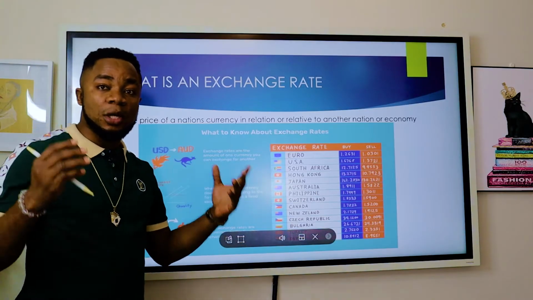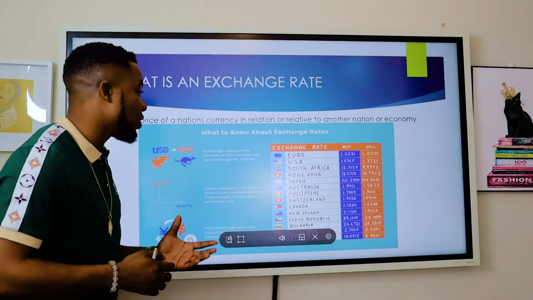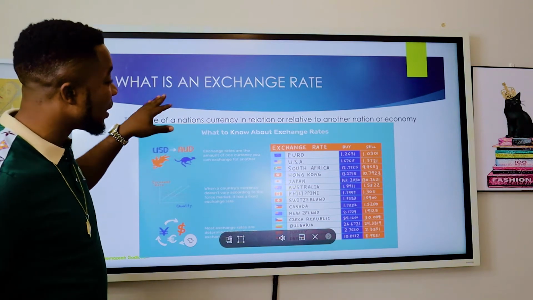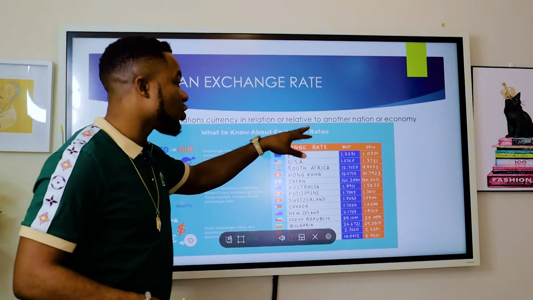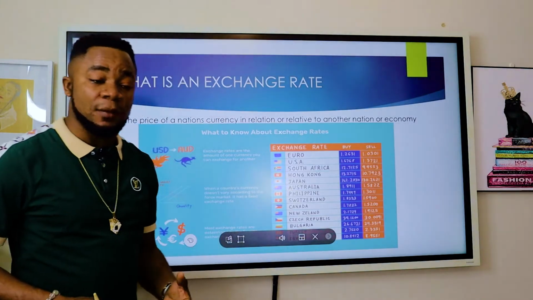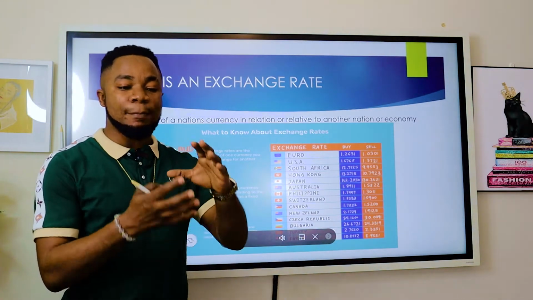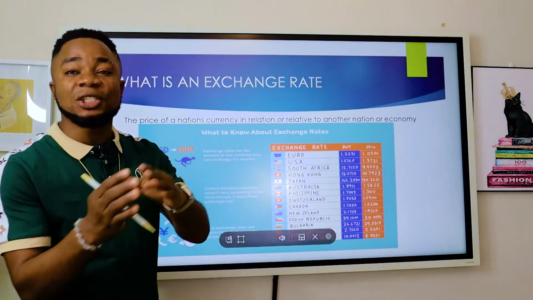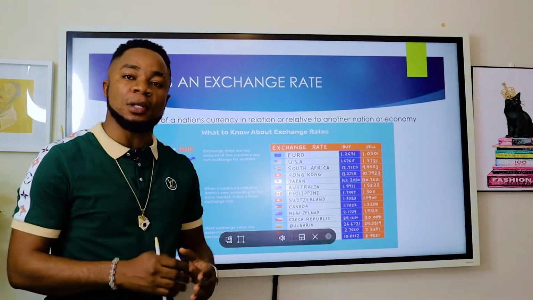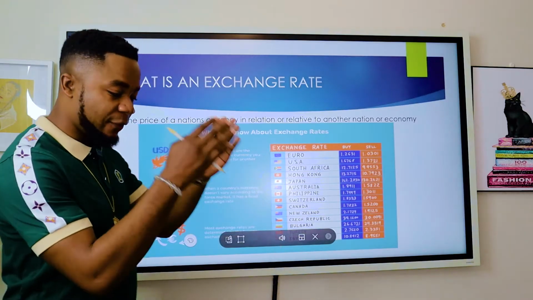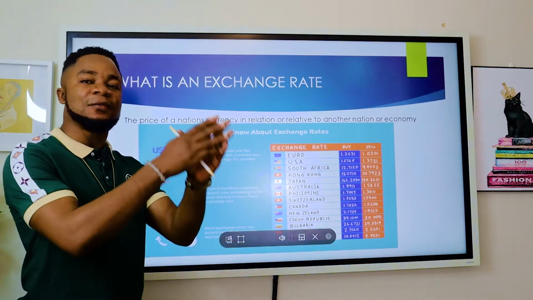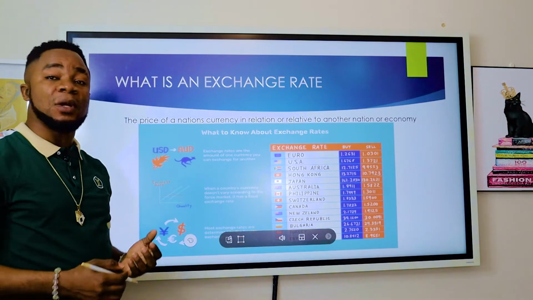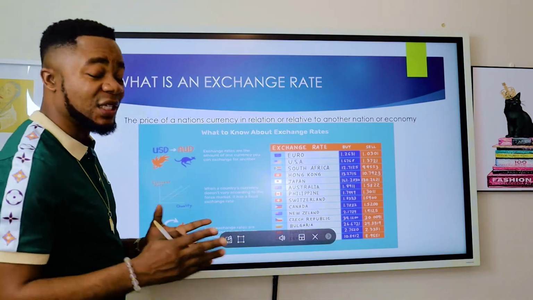All right. So what do you understand by an exchange rate? To just begin, an exchange rate is the price of a nation's currency in relation to another economy. So the exchange rate measures the price of an economy's currency relative to another economy. All right. So the price of a nation's currency relative to another nation. That's just a simple explanation that somebody can give you when it comes to a currency exchange rate.